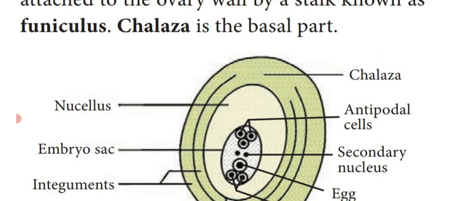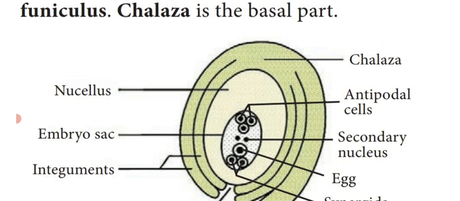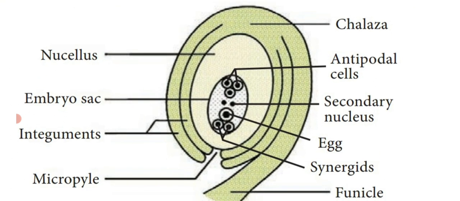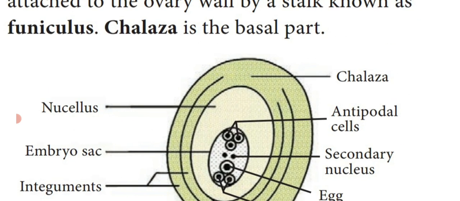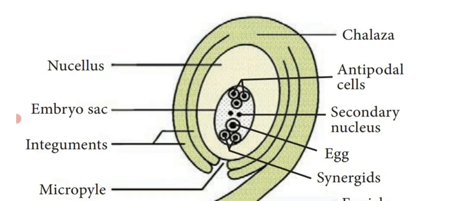Then see what they have given. I told you the upper part is the micropyle and the lower part is the chalaza. Because it is an inverted ovule, it looks like the micropyle is at the base and the chalaza at the top. Normally, which one is at the base? The chalaza region. So this is the chalaza region, known as the basal part of an ovule.